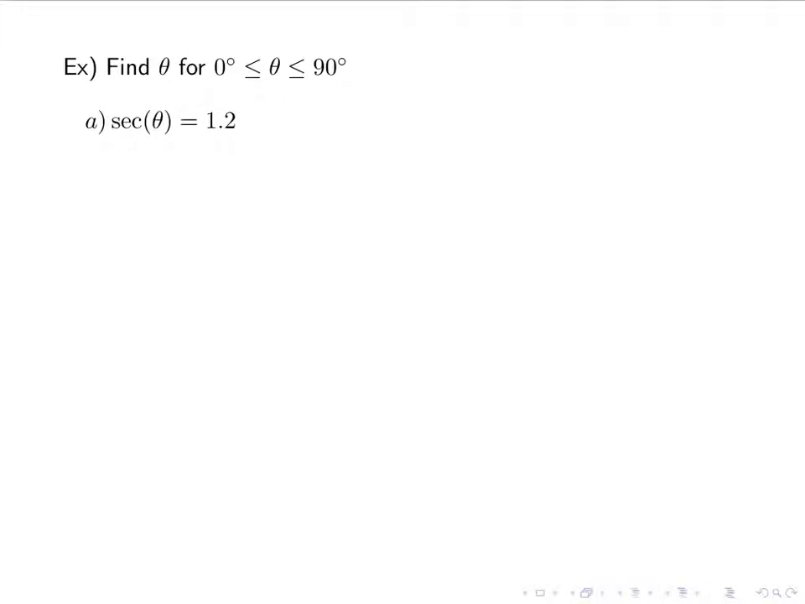So what if I have a trig function that I don't have a calculator button for? So I want to find theta when I know that secant of theta is 1.2. If I had a secant button on the calculator, I would have a secant inverse, but I don't, so I have to get around that. And I'll do that by taking the reciprocal of both sides. The reciprocal of secant is cosine. The reciprocal of 1.2 is just 1 over 1.2. So remember, the reciprocal is flipping it upside down. So if cosine of theta is 1 over 1.2, then theta is cosine inverse of 1 over 1.2.